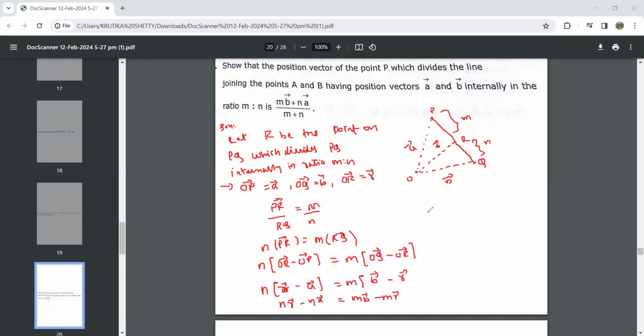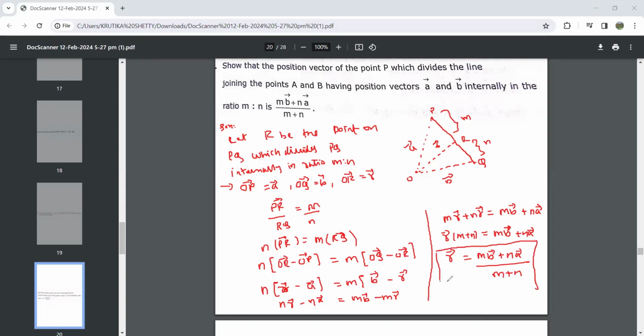Collect the R containing terms on one side, so we get mR plus nR is equal to m into vector B plus n into vector A. By taking vector R common, we get (m plus n) R is equal to mB plus nA, so the position vector R will be (mB plus nA) divided by (m plus n). So this is the value of R.